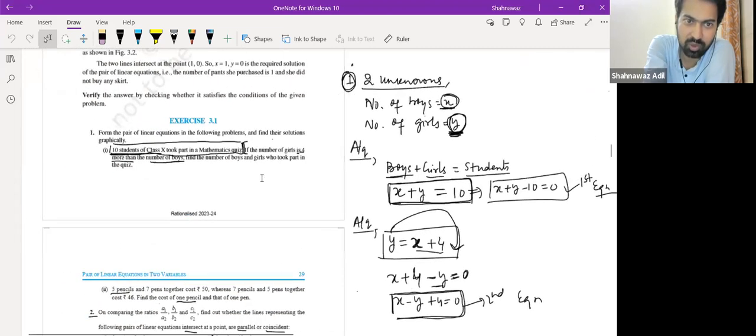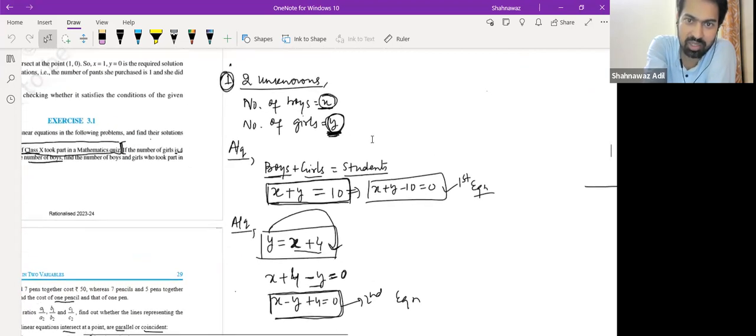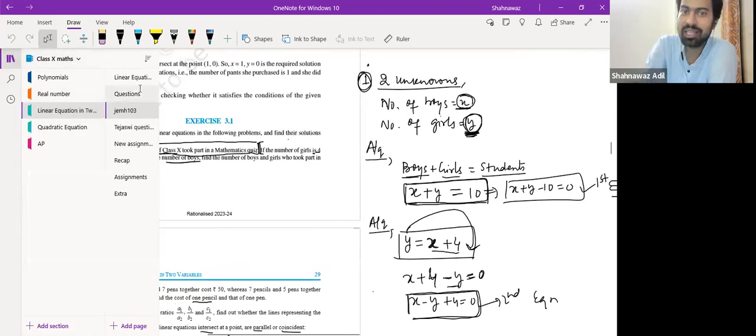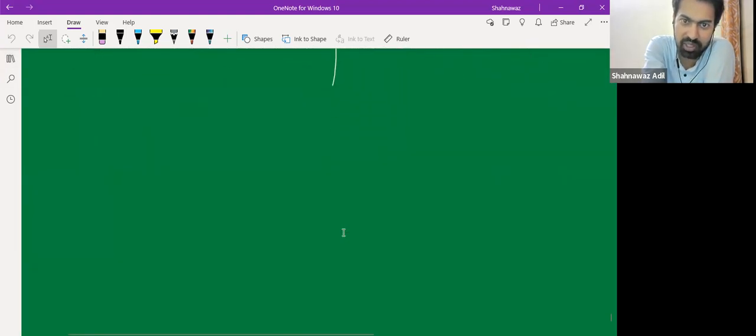Yes, sir. Okay, so there is some algebraic method from which we can say whether the lines are parallel, intersecting, or the coincident one. Without actually drawing the graphs, we can tell whether the pair of two equations would be intersecting, parallel, or what? Coincident. Okay. So how do we do that?